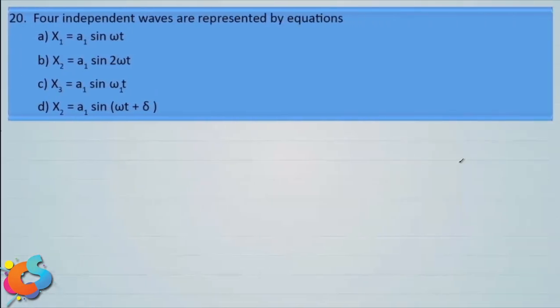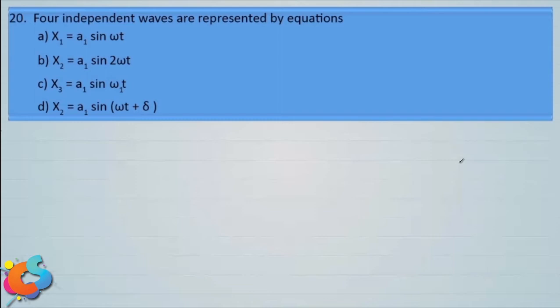Now look at the next question, dear students. Four independent waves are represented by equations. 1. x1 is equal to a1 sine omega t. 2. x2 is equal to a1 sine 2 omega t. 3. x3 is equal to a1 sine omega 1 t. 4. x4 is equal to a1 sine omega t plus delta. Interference is possible between waves represented by equations: options A 3 and 4, B 1 and 2, C 2 and 3, and D 1 and 4.